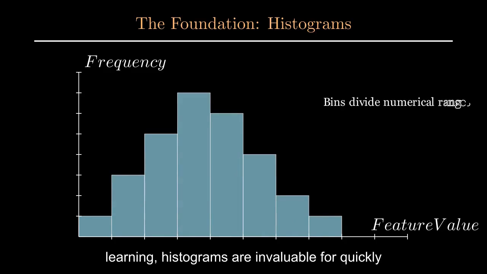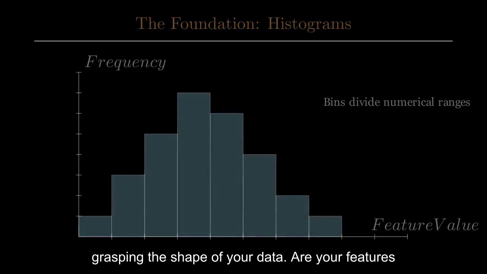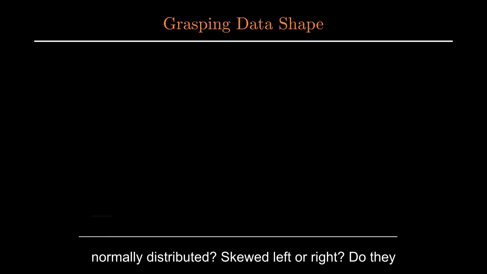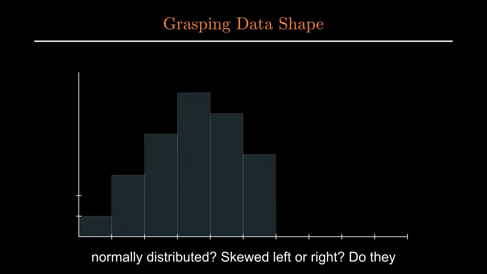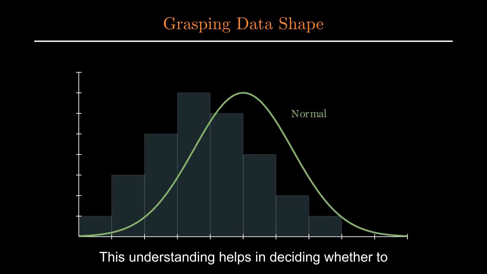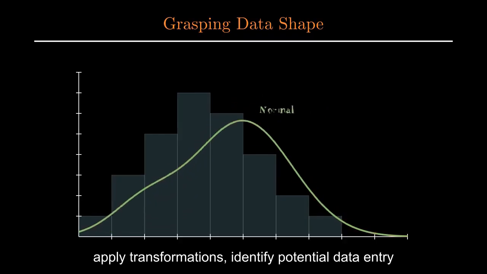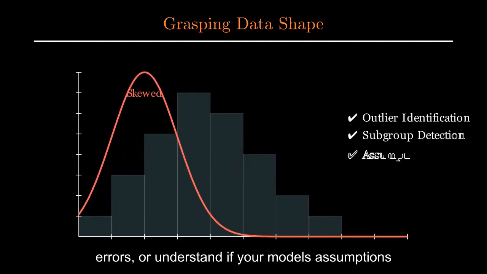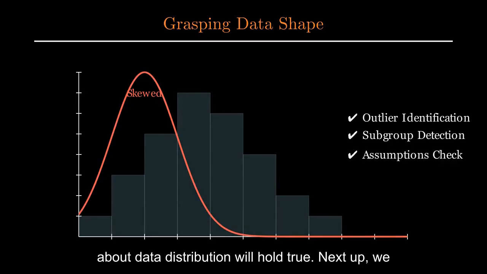For machine learning, histograms are invaluable for quickly grasping the shape of your data. Are your features normally distributed? Skewed left or right? Do they show multiple peaks, indicating different subgroups? This understanding helps in deciding whether to apply transformations, identify potential data entry errors, or understand if your model's assumptions about data distribution will hold true.